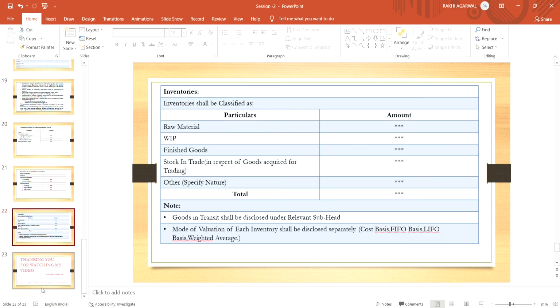Then comes inventory. How we will disclose? Inventory shall be classified as raw material, WIP, finished goods, stock in trade, others. And goods in transit shall be disclosed under relevant subheads. And the method of valuation of each inventory shall be disclosed separately, whether the company has accepted cost basis, FIFO, LIFO, weighted average, it should be disclosed separately. So this is today's class of Ind AS 1. We will continue this topic in our next class.